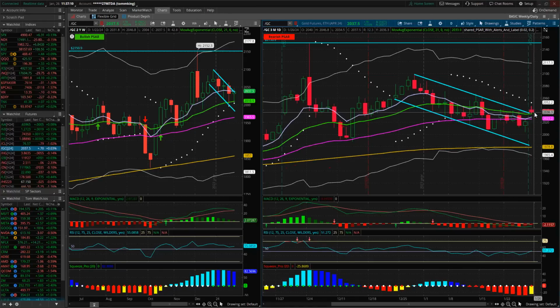Okay, and if we move sideways or slightly up for another day or two, these are all going to start to get stacked, and you might start to see a pretty good run higher on gold. So I think gold could potentially be ready to break the downtrend and run higher. But I like the fact that the weekly's down.